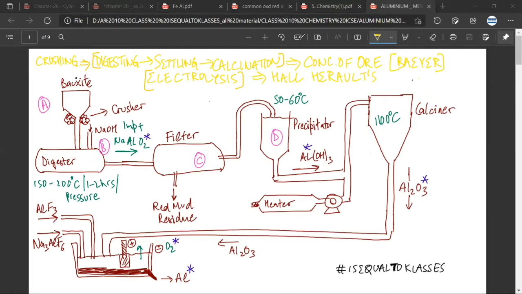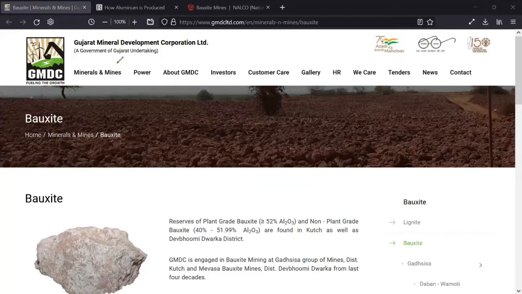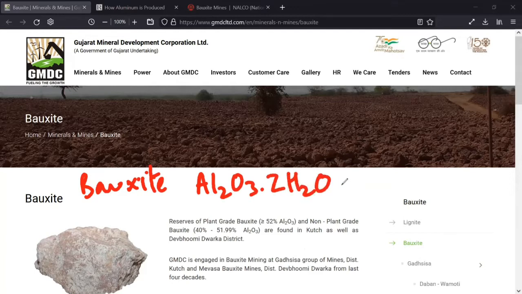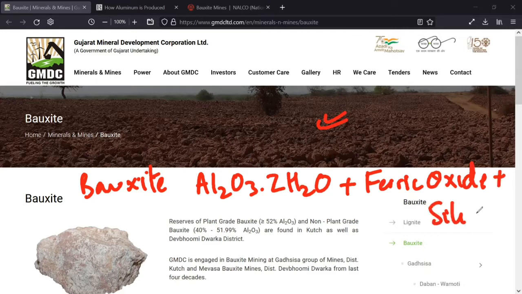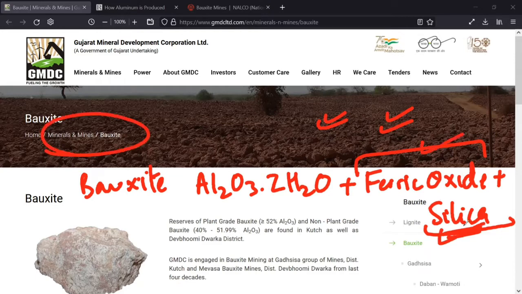For the Indian context, Gujarat Mineral Development Corporation, Gujarat is one of the places where you will find bauxite. Mr. CB, have you done this in geography? Yes, sir. So bauxite is basically Al2O3 to H2O. And of course, when it is mined, it will have impurities. The main impurities that you will find in bauxite would be ferric oxide and silica. This red color that you see in these bauxite ores is due to ferric oxide. It's a compound of iron. And silica is basically sand, mitti. So in the first process, the mining, you will have these two impurities which have to be removed.